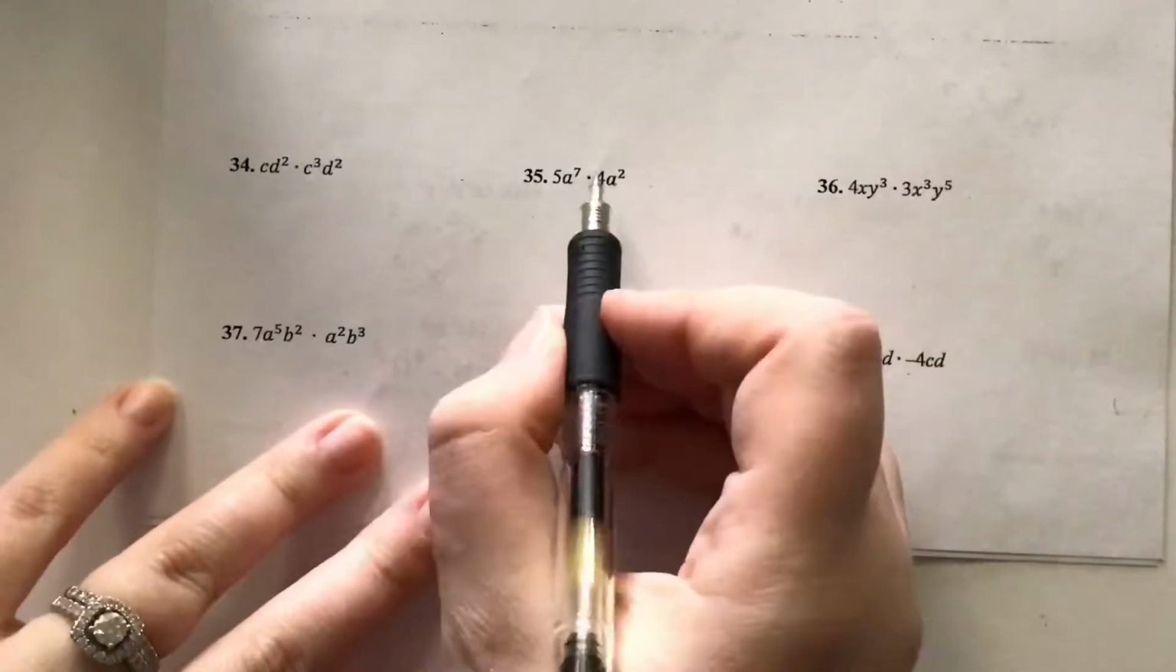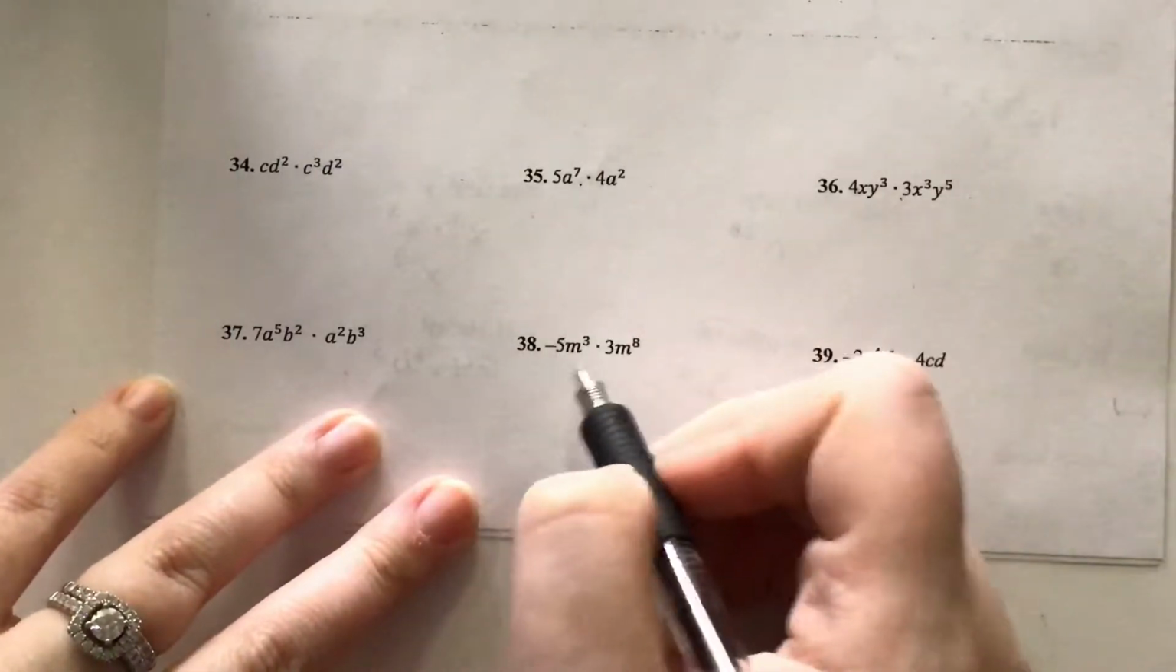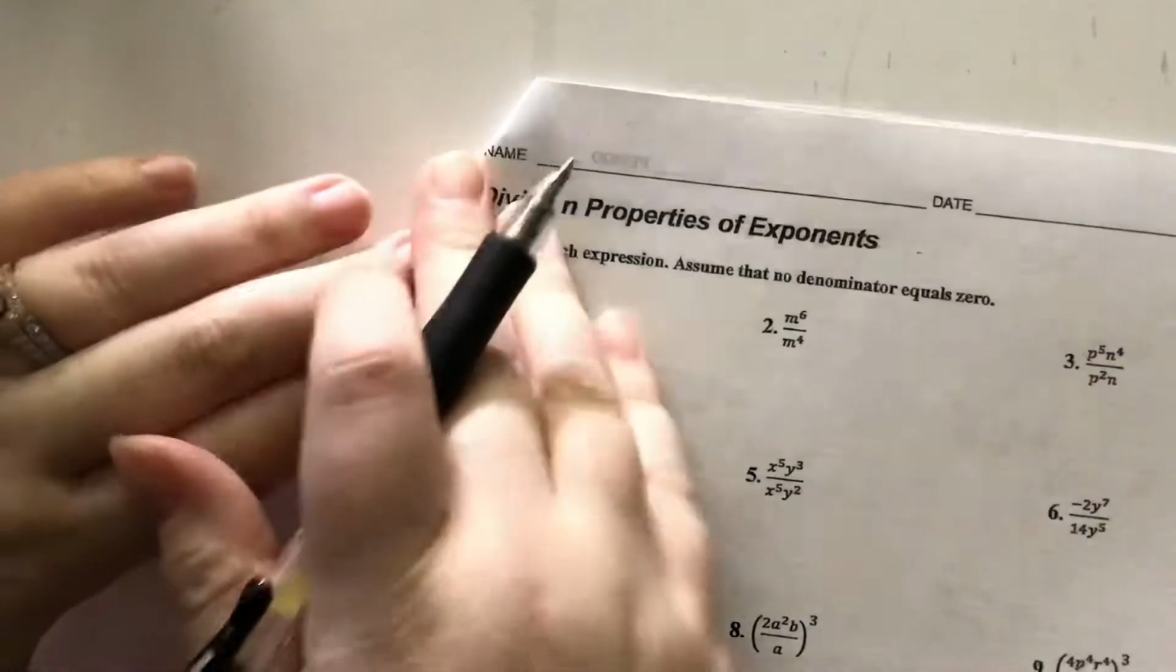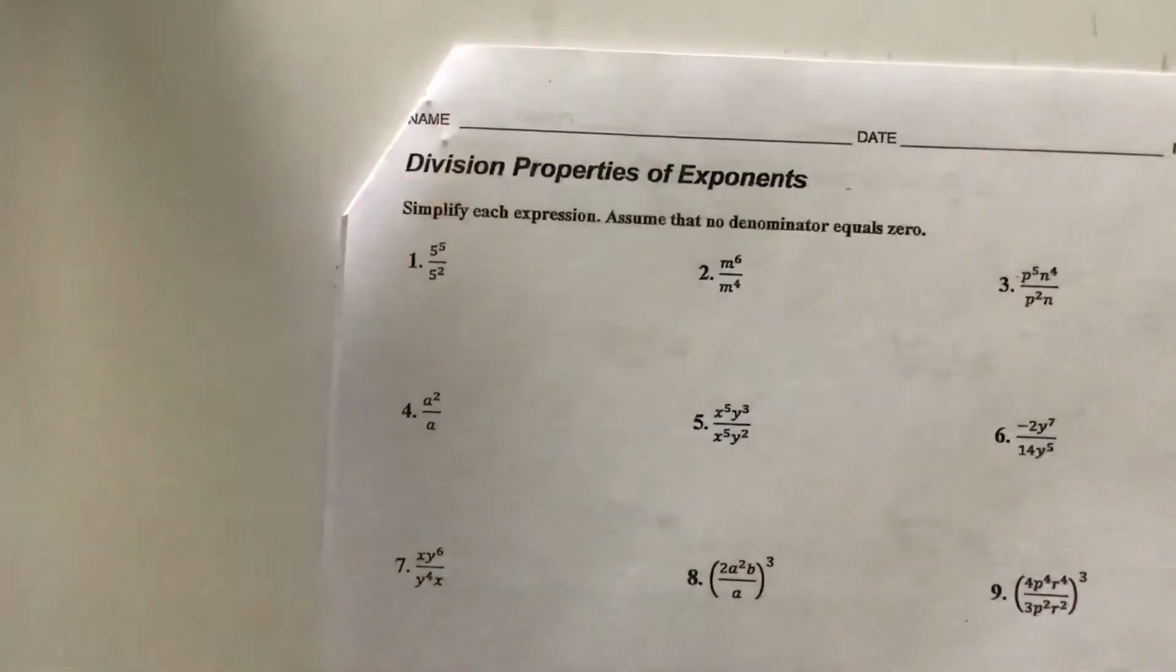And then when you go down here, you're just back to simple old product property. There's no parentheses, no power property here at all. So you just need to add up all these exponents, okay? So that's it for the multiplication property. Let's get to the division properties, or rather quotient properties.